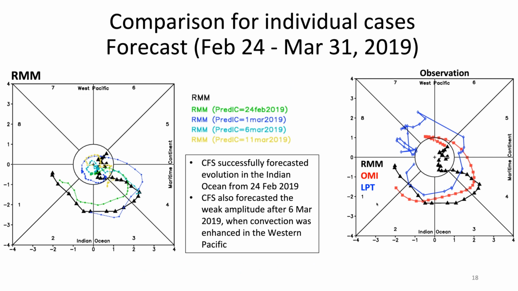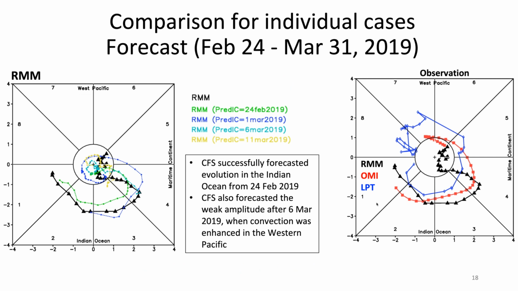Okay, good. This is the evaluation for another period. Again, RMM on the left. We see this time the forecasts from all initial dates shown here are very good, including forecasts from February 24th, March 1st, March 6th, and the 11th. All of them capture the observed evolution. This is very, very interesting.